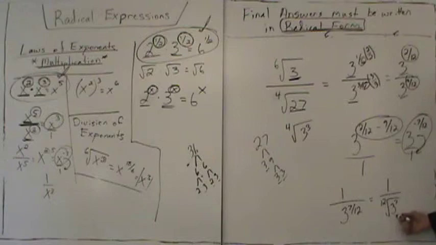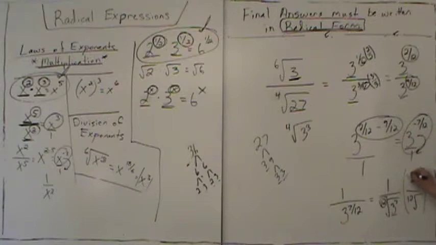We have to create a group of 12 3s. Now, since we only have 7, how many more 3s do we need to create a group of 12? Hopefully you say we need 5 more 3s. Since the index is 12, we have to multiply by the 12th root. We have 7 3s. We need 5 more. So we're going to multiply by the 12th root of 3 to the 5th.